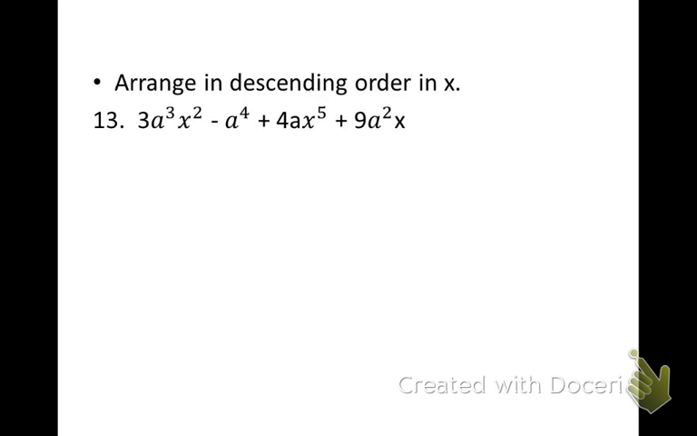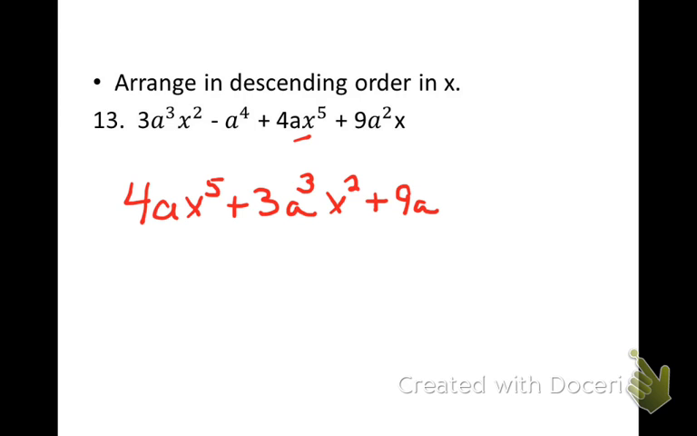In descending order in x, so again you start with your highest x's. So looking through here, my highest x is the x to the 5th, so 4a x to the 5th. And then what do I have next? I have an x to the 2nd here, so that would be next, so plus 3 a to the 3rd, x to the 2nd. And I have an x here in the 9 one, so plus 9a squared x. And then minus a to the 4th. And that would be in a descending order of x's going down.